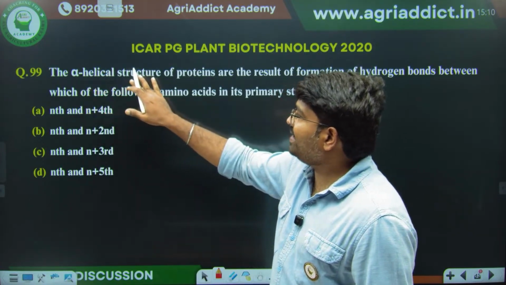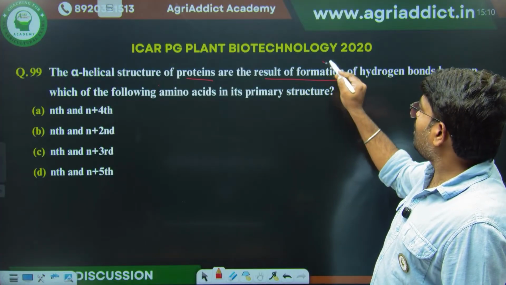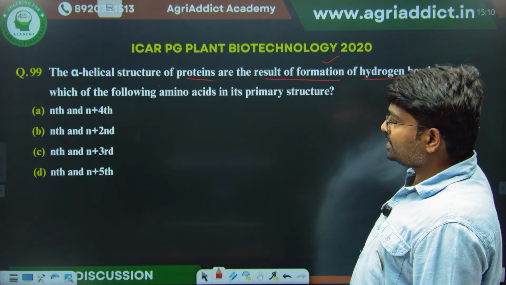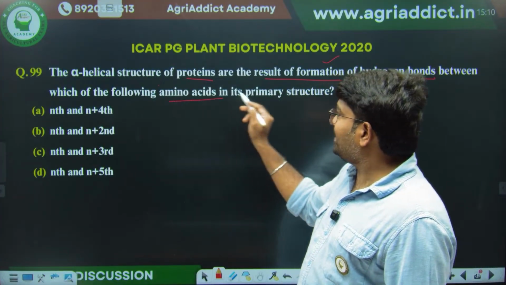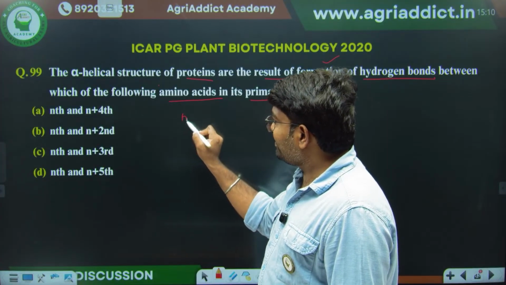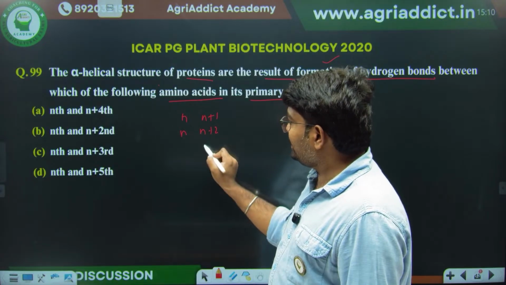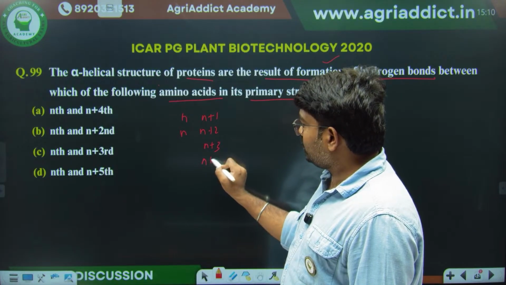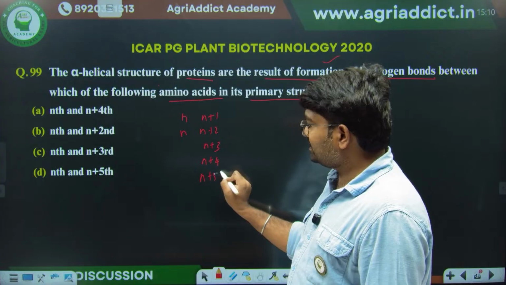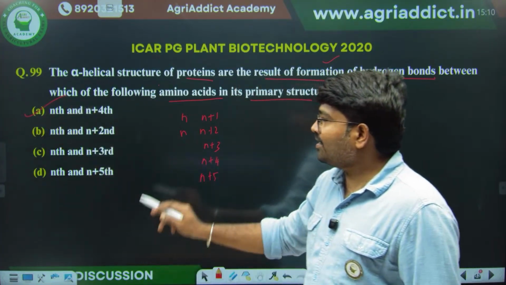The alpha helical structure, this is another important question. The alpha helical structure of proteins is the result of formation of hydrogen bond between which of the following amino acids in primary structure? Whether it will bind with N and N plus 1, N and N plus 2, N plus 3, N plus 4 or N plus 5. What will be the answer? Yes, very good. N and N plus 4, alpha helix.